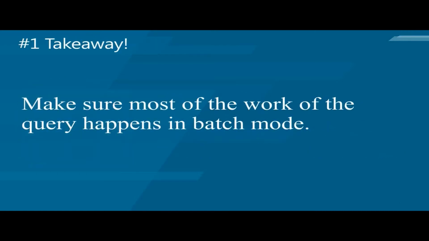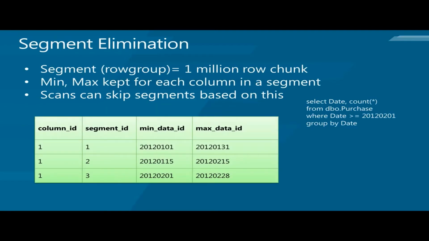So the number one takeaway from this talk about tuning column store indexes is make sure that most of the work of the query happens in this batch mode of query execution. I've shifted gears in this talk to talk more about the background of column stores. Now I'm going to talk about some more advanced concepts about tuning. But I'll get to that soon.